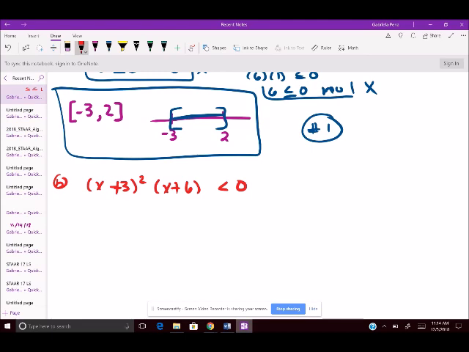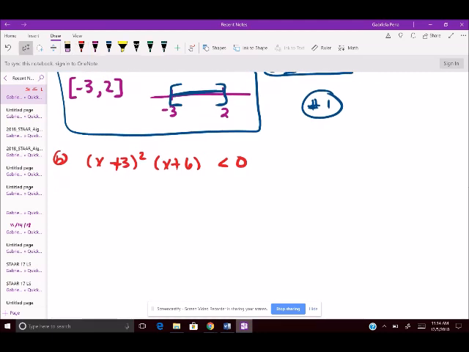So the next problem is x plus 3 squared, x plus 6 is less than 0. Now, what does that square tell you? It's there how many times? 2. So x plus 3, x plus 3, x plus 6 is less than 0.